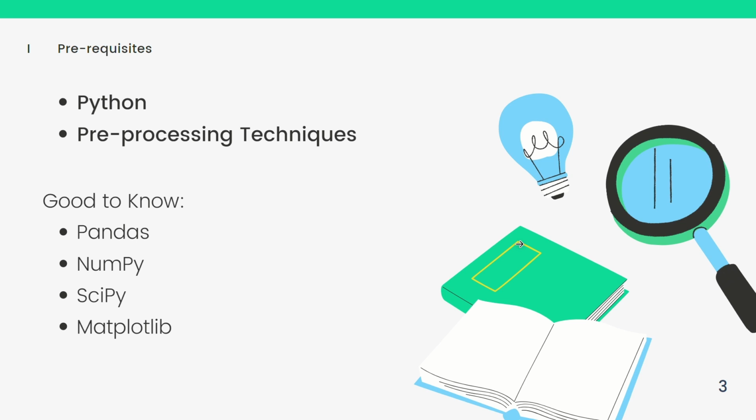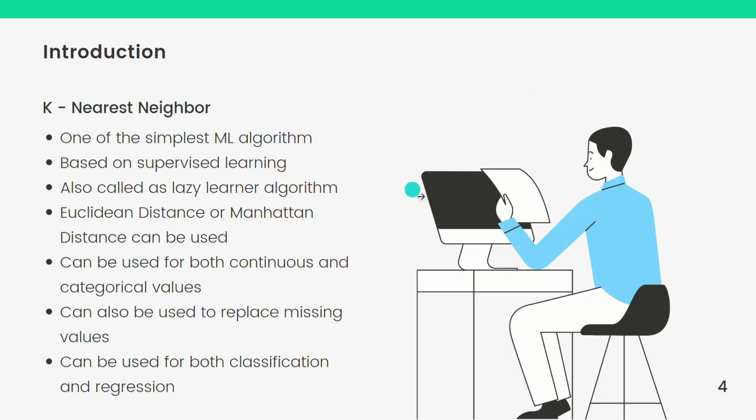So prerequisites are of course Python, which is going to be a prerequisite in each and every video, since the Scikit-learn library is a Python based library. And pre-processing techniques. Now inside machine learning, when you're learning the algorithms, you should also be aware of pre-processing, since most of the time pre-processing is what takes up most of the hard work or the time. So pre-processing techniques is a prerequisite for this. And good to know is of course pandas, numpy, scipy, and matplotlib, which will be good to know in each and every video.